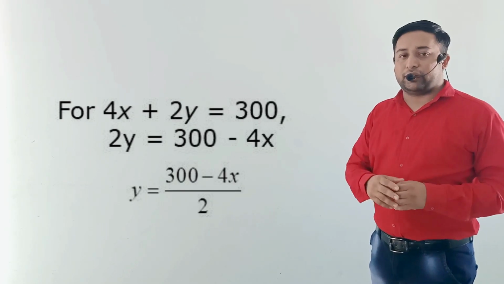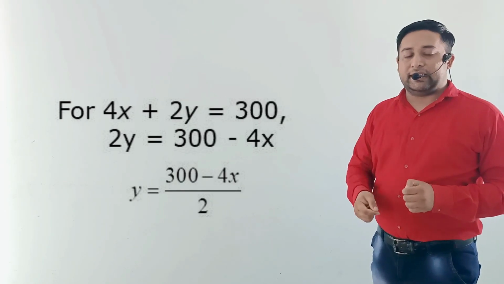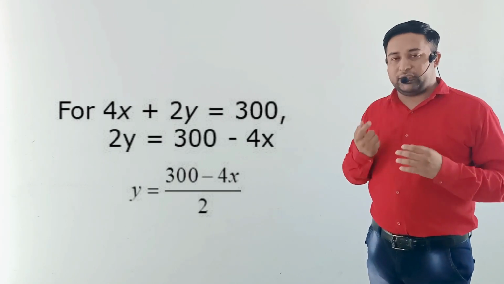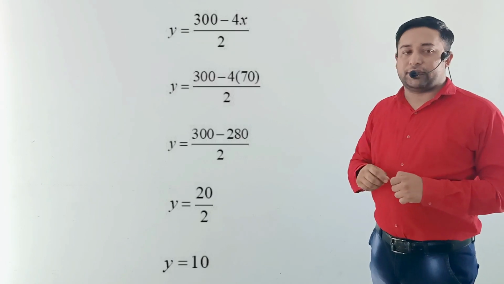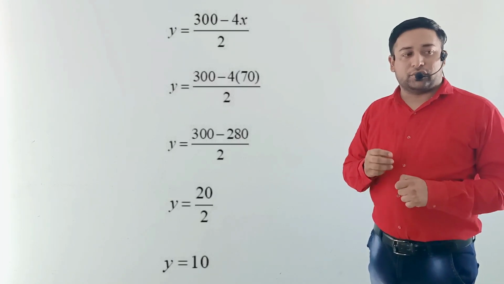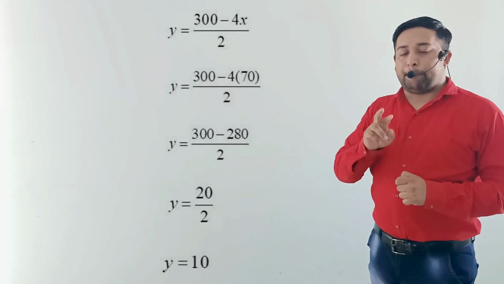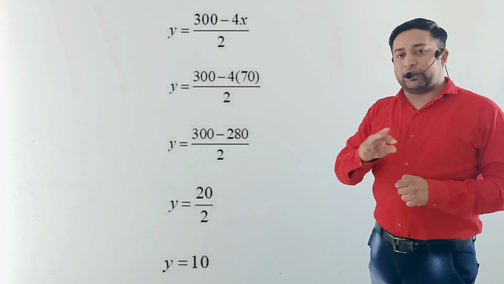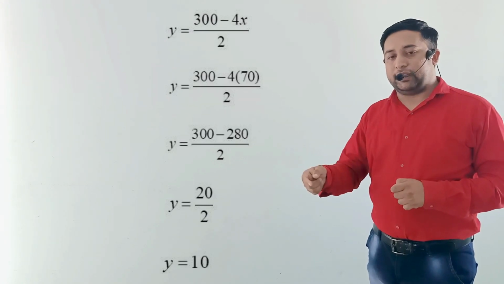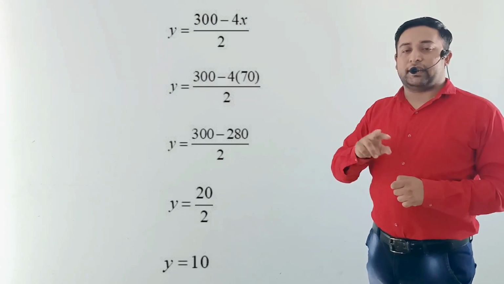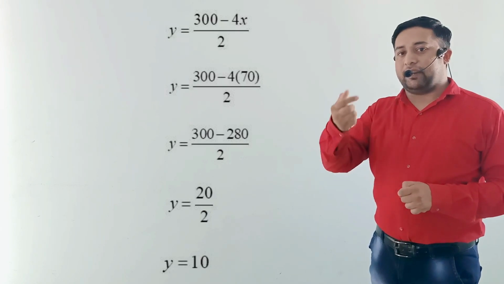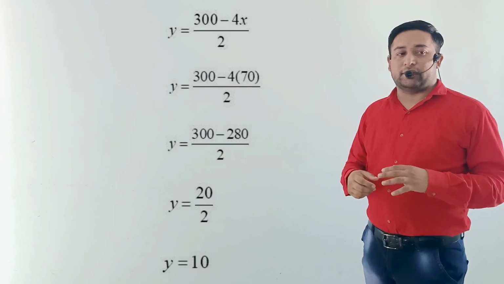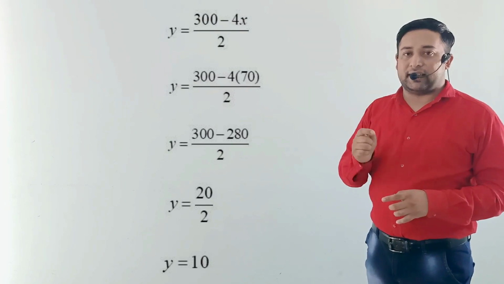Same as before, I have taken the values 70, 80 and 75, and let's check what values we get, because there is a 2 in the denominator. So when I substitute x is 70, y is equal to 300 minus 4 into 70, divided by 2. 4 into 70 is 280. 300 minus 280 is 20, divided by 2. 20 divided by 2 is equal to 10. So the value of y is equal to 10 when my x is 70.